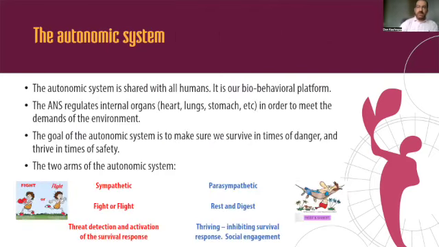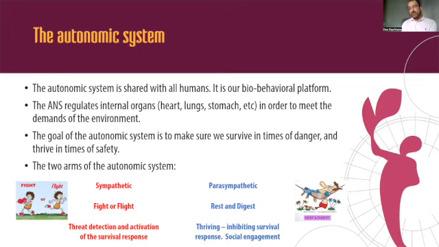And so with that in mind, we talked a little bit about the autonomic system, but what is this autonomic system? This is a system that is shared with all humans. This is our bio-behavioral platform. The autonomic system is designed to regulate internal organs such as our heart, our lungs, our stomach, and so forth. And the reason we have the autonomic system is because the cues that we're getting from the environment are interpreted by the autonomic system to help us survive in the environment.